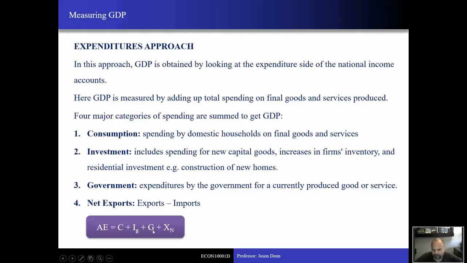Then we add our government expenditures on goods and services, and then we have our net exports. So net exports is the difference between what other countries have purchased from us and what we've purchased from them. So it's equal to exports, that's what people in other countries have bought from us, minus what we've bought from other countries, and that's imports.